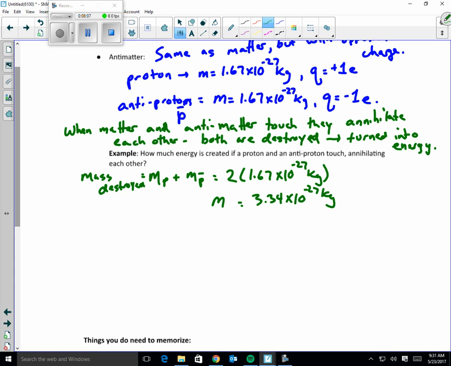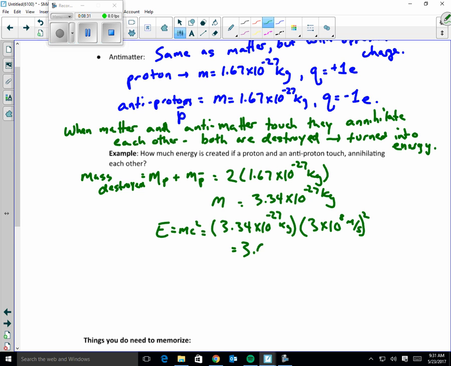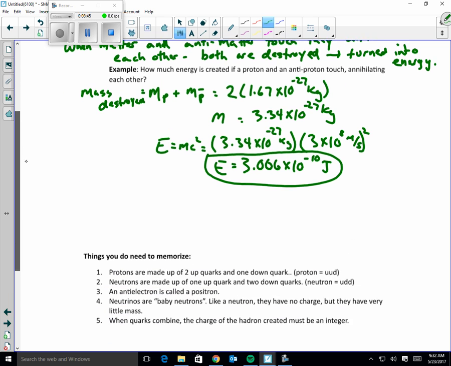And then I can figure out how much energy there is, since my mass is in kilograms. E equals mc squared. 3.34 times 10^-27 kilograms times 3 times 10 to the 8th meters per second, squared. I get a value of 3.006 times 10 to the minus 10 joules of energy created when they're destroyed.